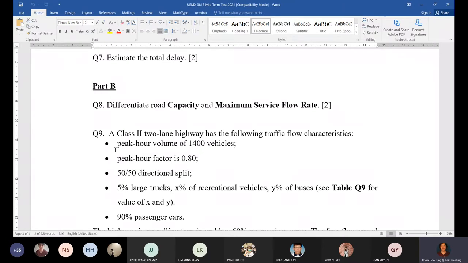Each word is totally the same. Like for example here, differentiate road capacity and maximum service flow rate. If you do it by yourself and your friend do it by yourself, even though both of you copy or get the answer from the notes, the way that you express it will be a little bit different. It won't be exactly 100% the same. So if you are not plagiarizing, you are not copying, you are not cheating, so don't worry about that.